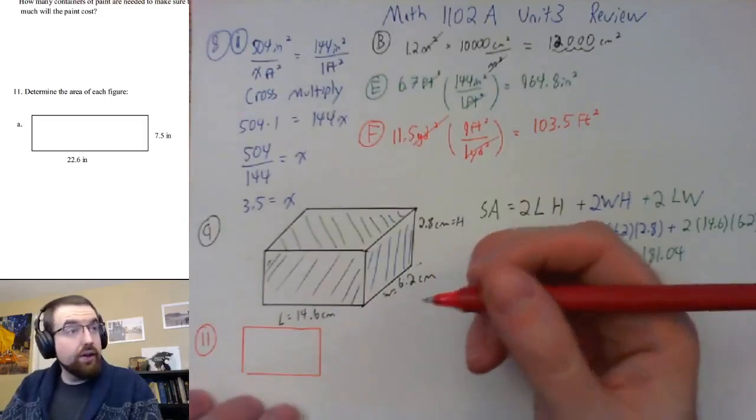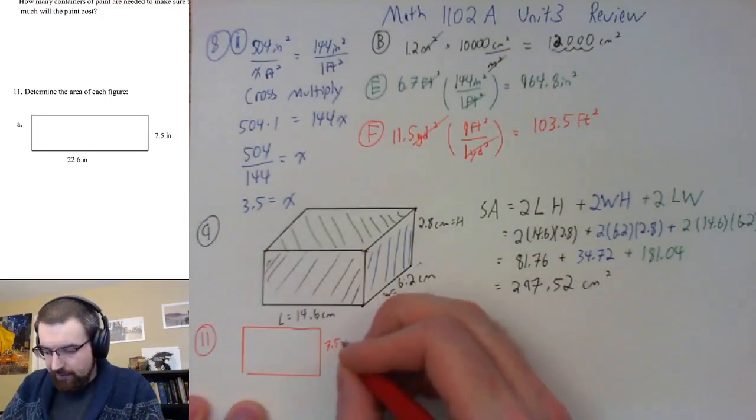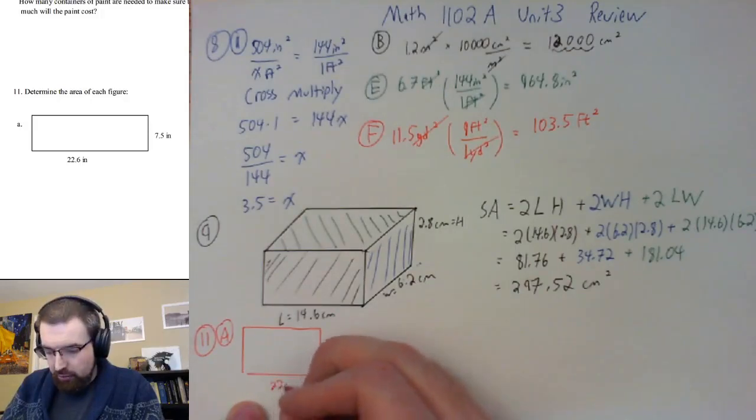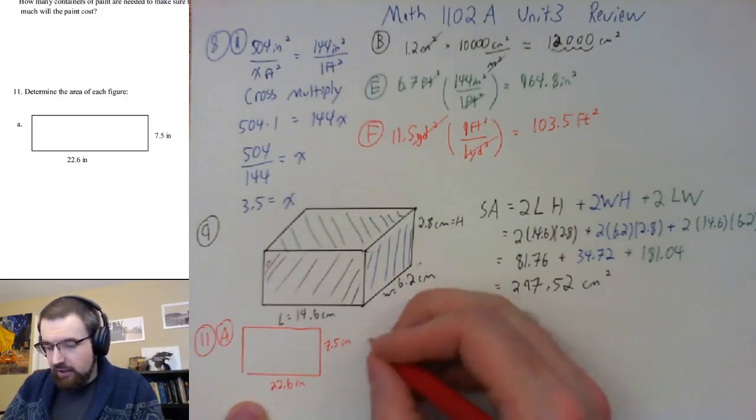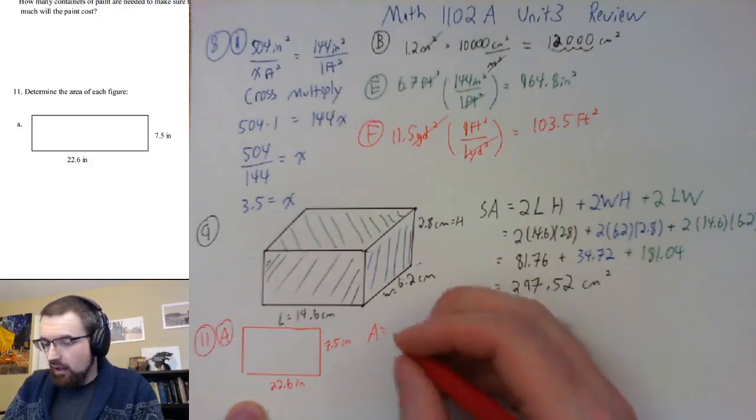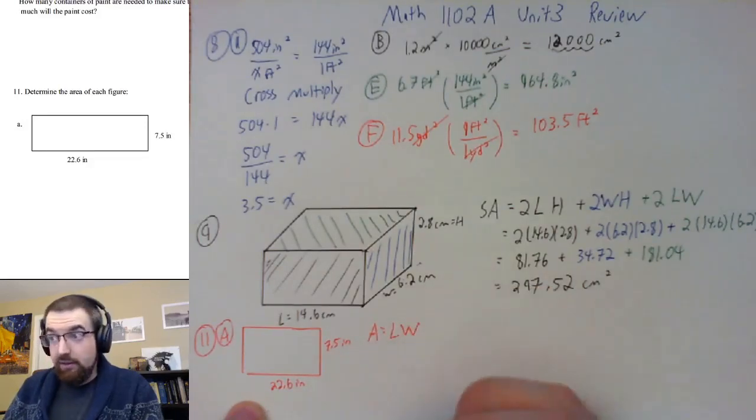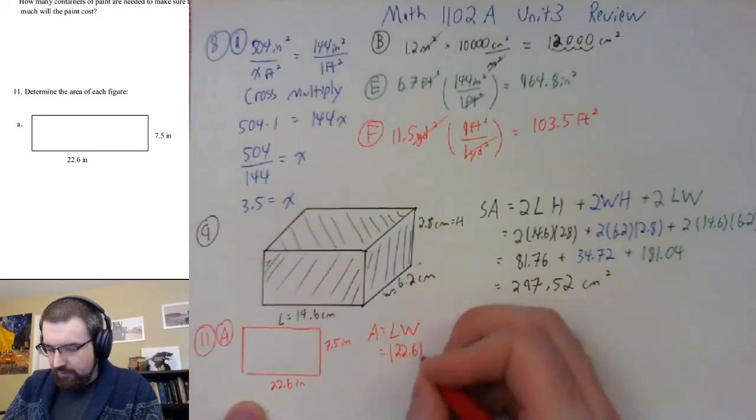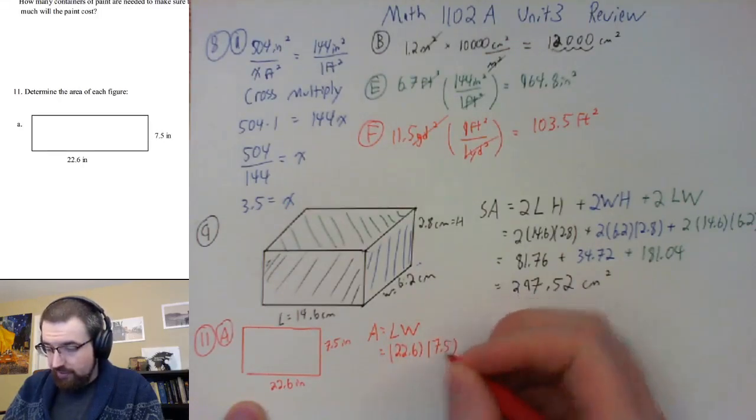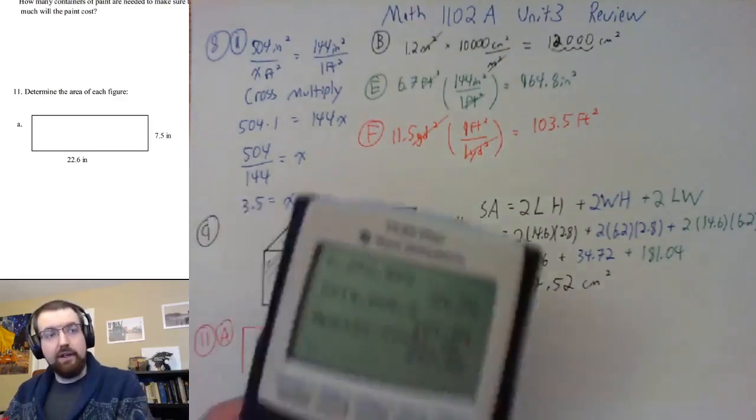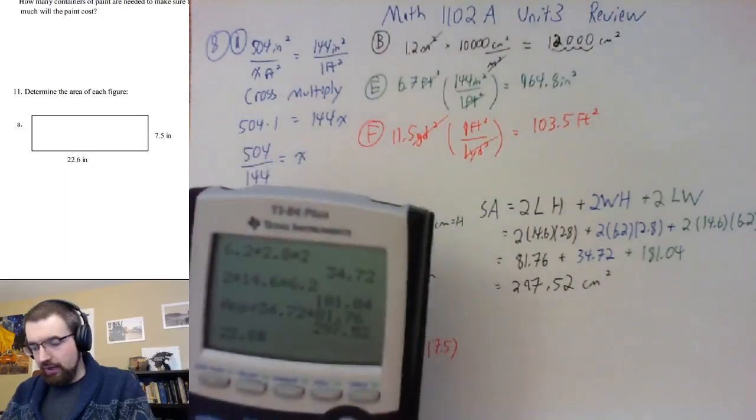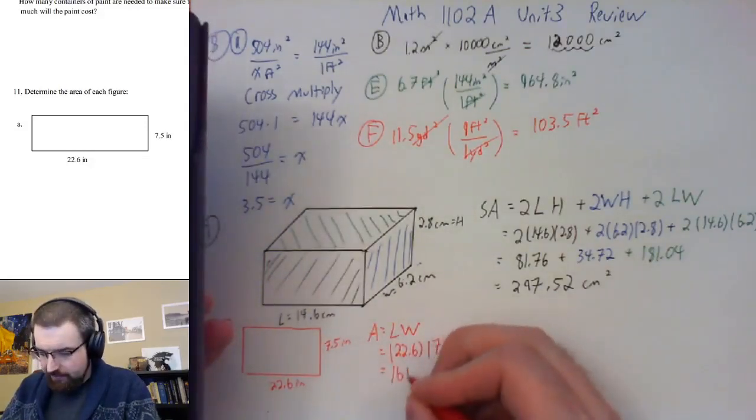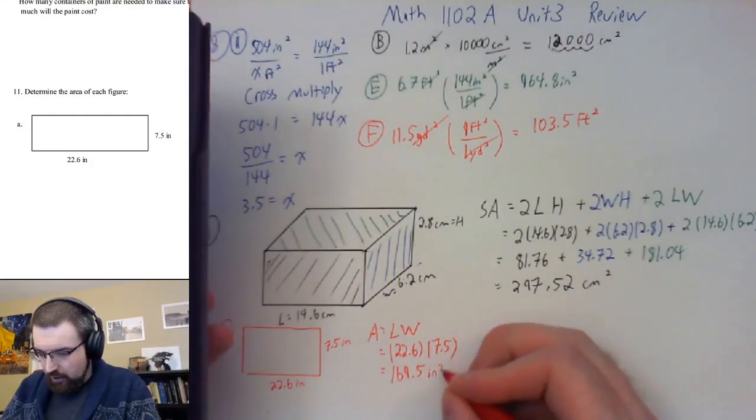So we've got a rectangle here that's 7.5 inches in that direction and 22.6 inches in that direction. And of course, the area of a rectangle is just length times width. So here the area is going to be 22.6 times 7.5. Definitely not going to do that one in my head. 22.6 times 7.5, 169.5. And that's square inches.